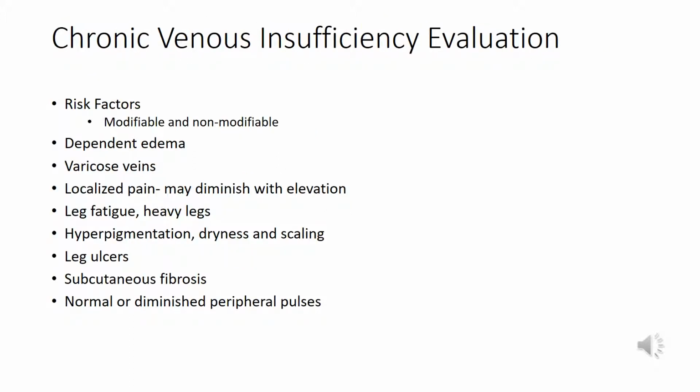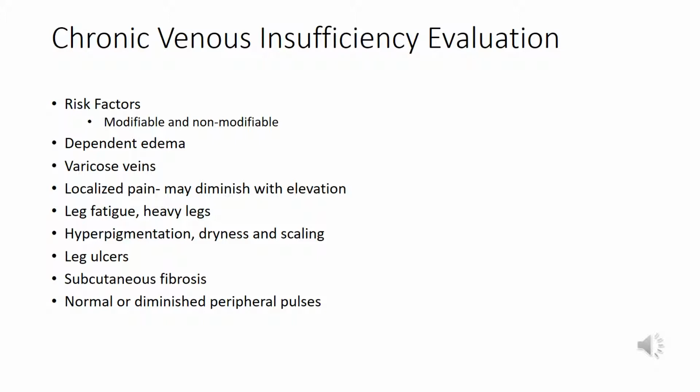Evaluation for chronic venous insufficiency includes looking at the risk factor profile of the patient. There are modifiable and non-modifiable risks. Increasing age, being a woman, being a smoker, having a family history of the disorder, and having an occupation with prolonged standing are all risk factors. On exam, you may see dependent edema, varicose veins, localized pain that may diminish with elevation of the legs.